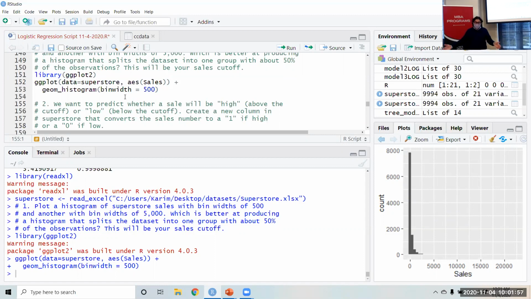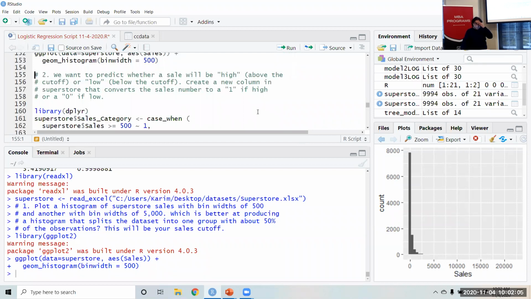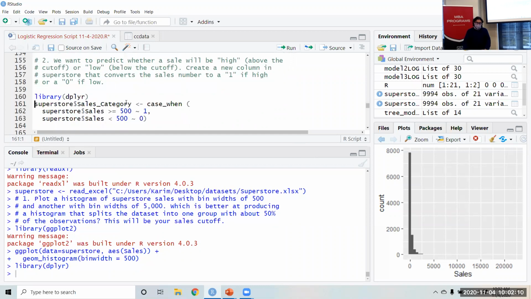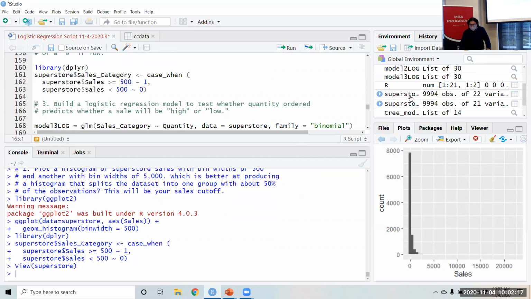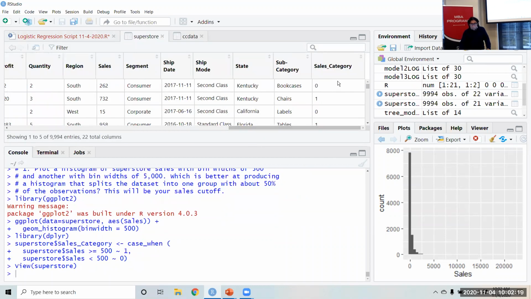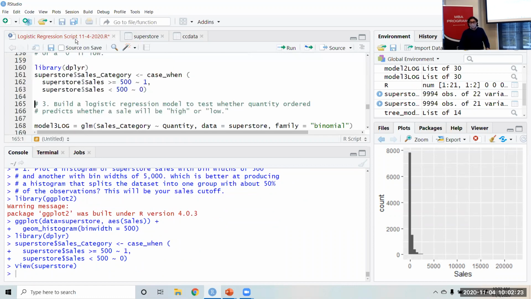And that's our dependent variable, right? So the idea is that you use the cutoff that you got from your histogram to pick what that number might be. So in this case, we picked $500. And so we case when, right? So just like we did with our categorical variable. So now our Superstore data set has sales category, right? And this is going to be our dependent variable, where if it's a high sale, it's a 1, and if it's a low sale, it's a 0.